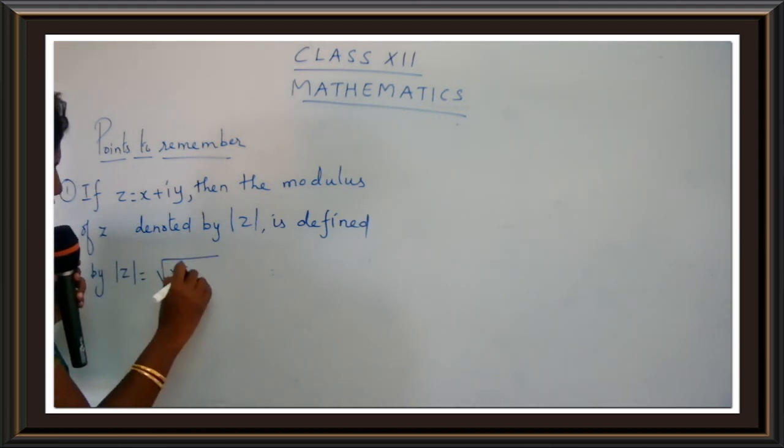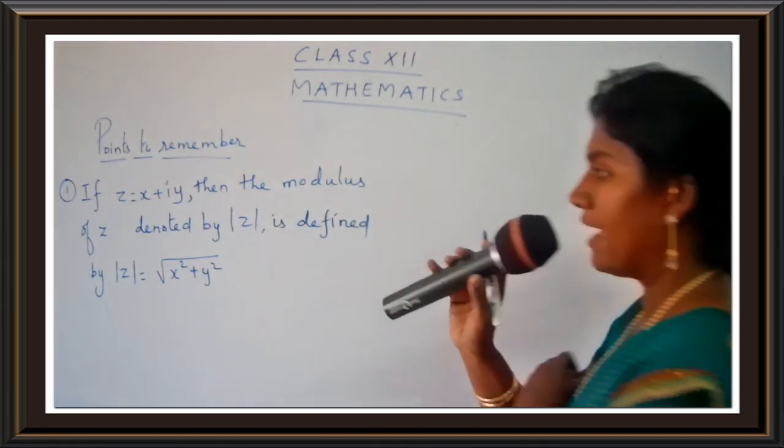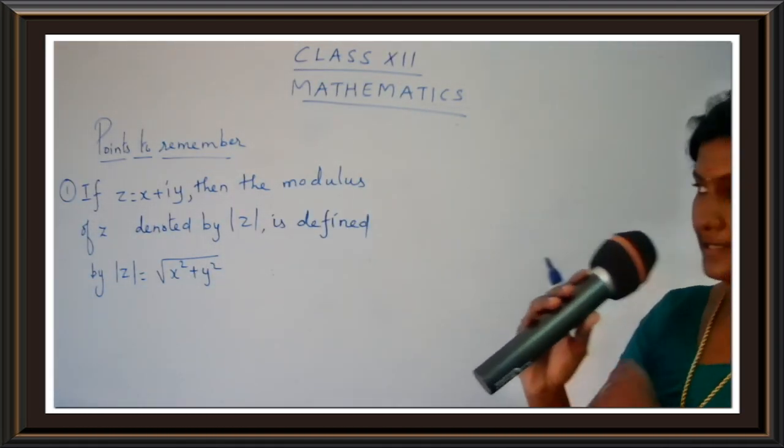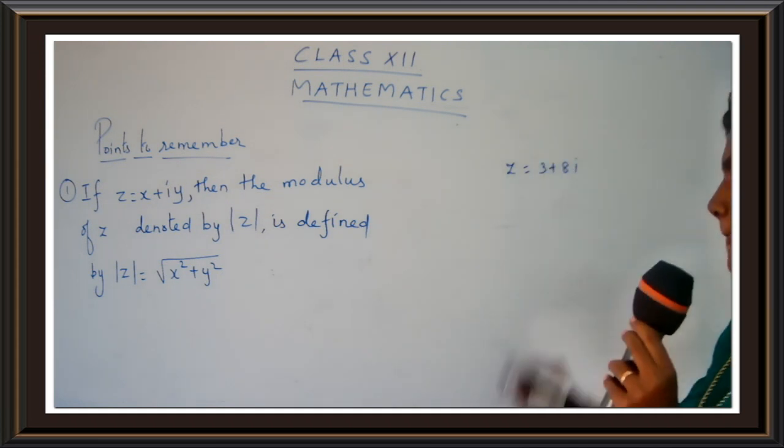So how to find the modulus? You have to find the modulus of z by taking the square root of x square plus y square. I'll just give you an example children. Suppose you have a complex number. It's given as z is equal to 3 plus 8i. What is the complex number given to you? Z is equal to 3 plus 8i.